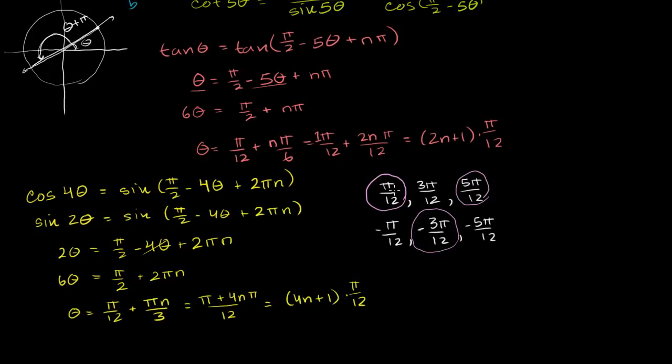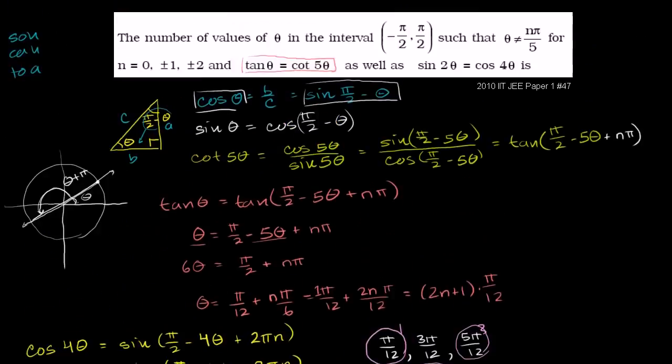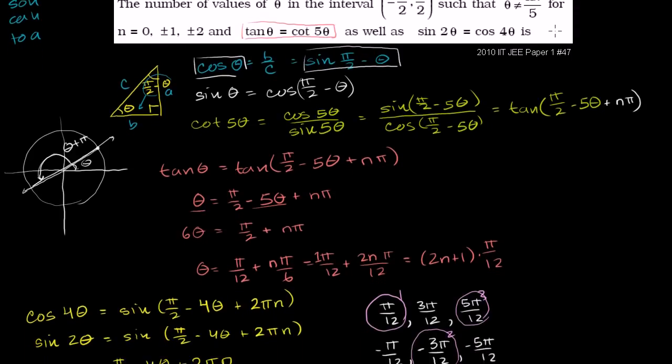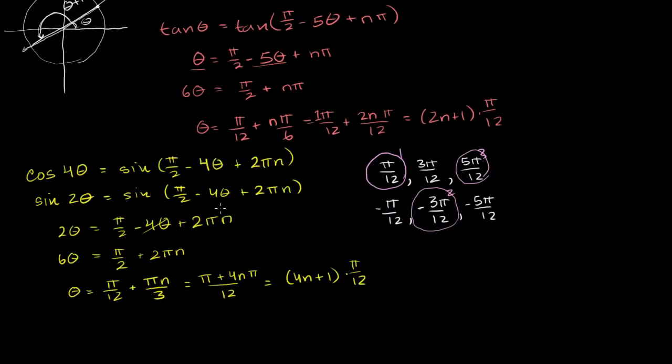So there are three solutions. If we look over here, we have 1, 2, 3 solutions, and none of them satisfy this. None of them are multiples of n pi over 5. So the answer to our problem is 3. And you really could have just done the second equation right over here and realized that any solution to this top equation would be a solution to this bottom equation, and you would have just counted these solutions and been done.